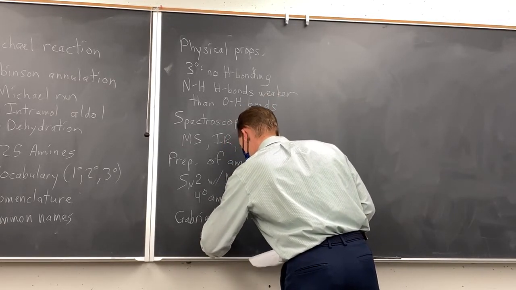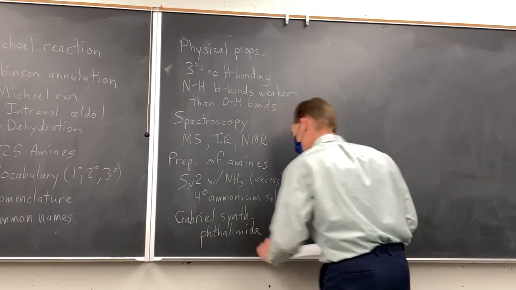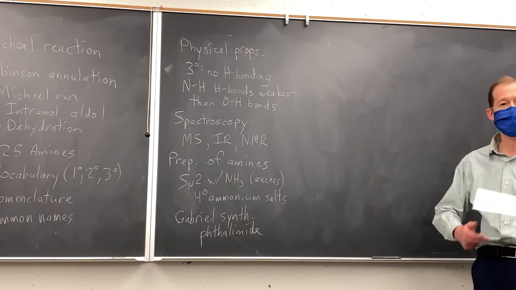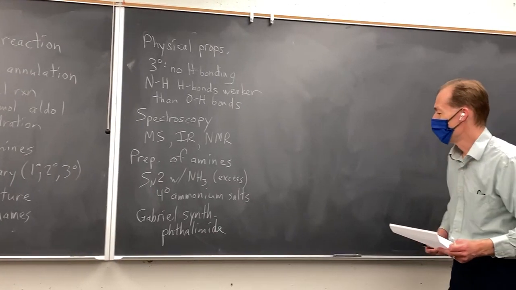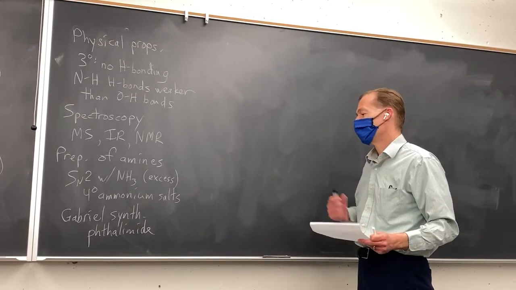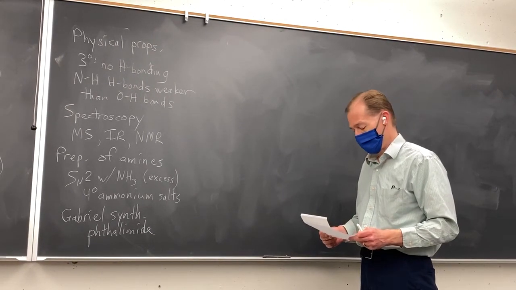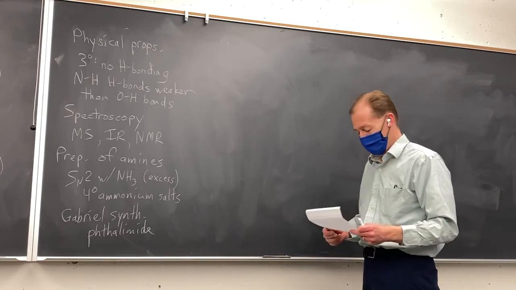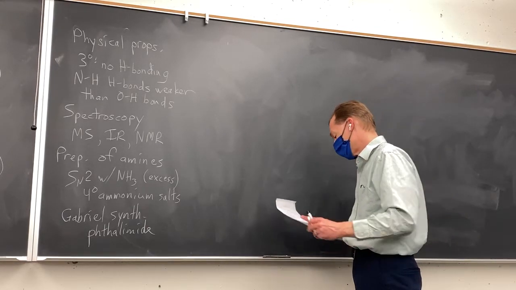So we drew the structure of phthalimide for you. It has a pKa of 10. We can deprotonate it with hydroxide, and we can make a nucleophile, a nitrogen-centered nucleophile that will react with primary alkyl halides. And then, of course, we have to cleave off the phthalimide group to get the primary amine.